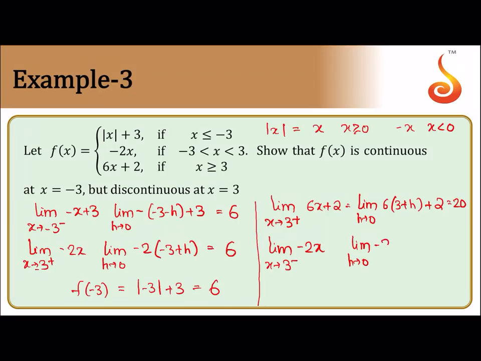Limit x tending to 3 minus. 3 minus means minus 2x. So limit h tending to 0, minus 2 into 3 minus h. You are getting how much? Minus 6. So the left hand limit is not equal to the right hand limit. Therefore, the function is discontinuous at x equal to 3, but continuous at x equal to minus 3. I think you got an idea.